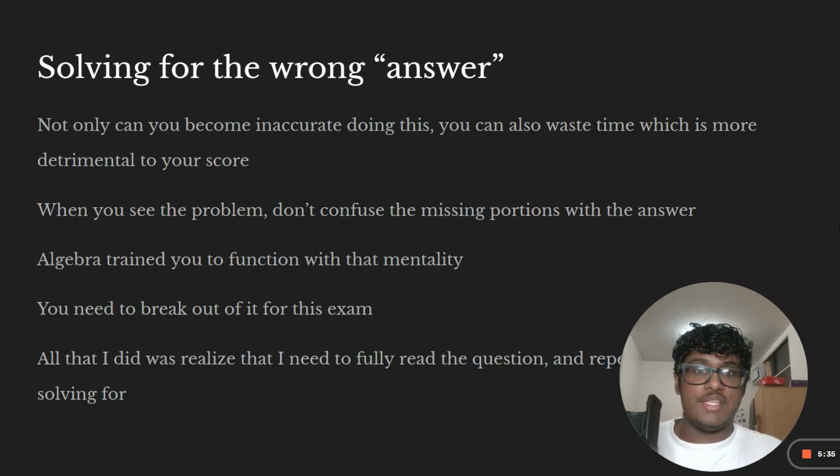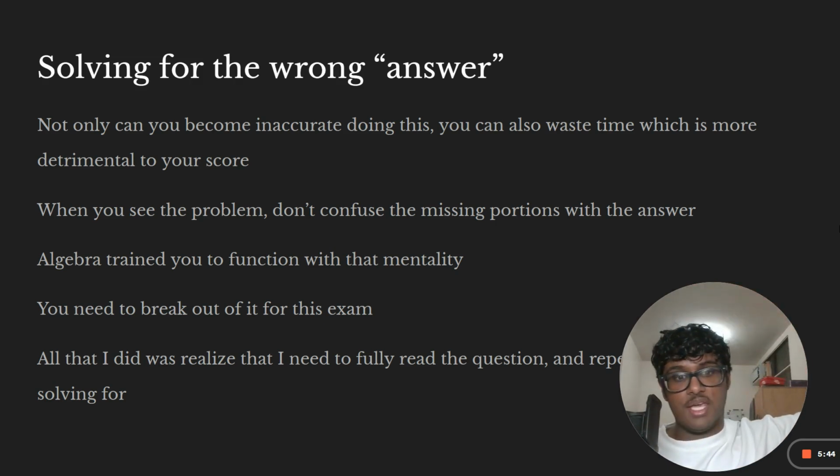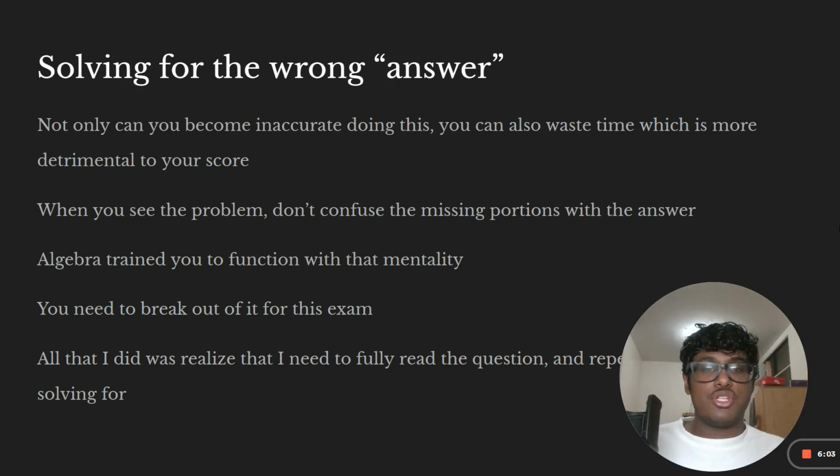So we need to break out of this mentality by separating it in our heads, right? And all that I really did, in terms of separating it, is I realized that I needed to fully read the question and just make that idea in my head of the missing portion and the answer. And then I just kept repeating that skill, right? Every time I encountered a question that had a missing value, I would focus on that idea of separating them, and I just did it in my head constantly again and again to see if it was correct. And generally after doing that a bunch of times, it became like second nature to me, and I pretty much got it right every single time as a result.